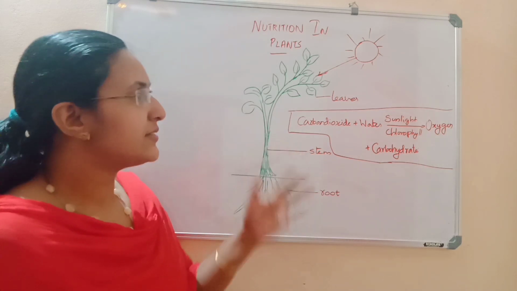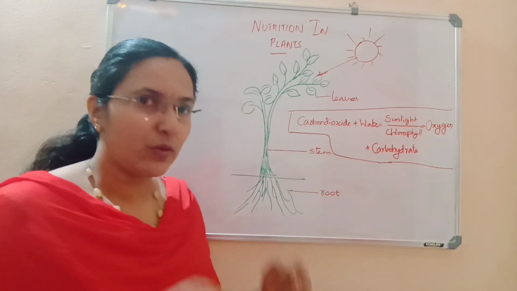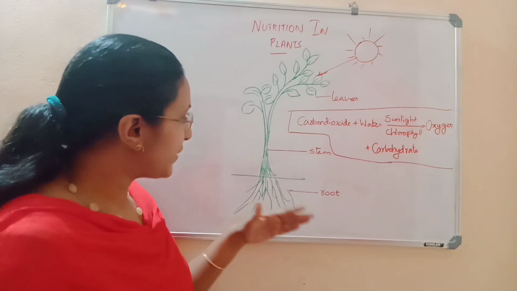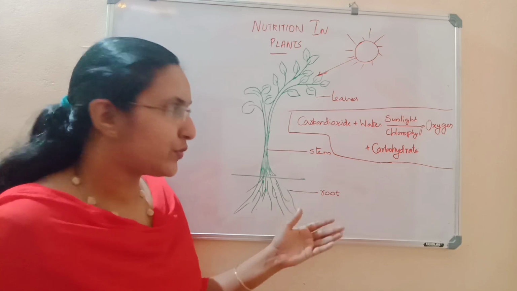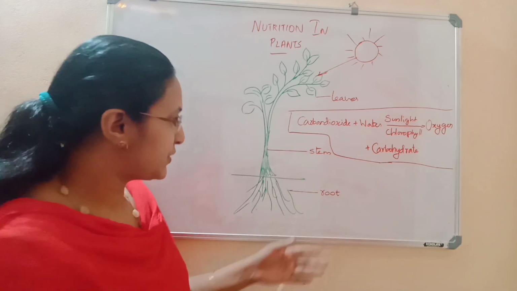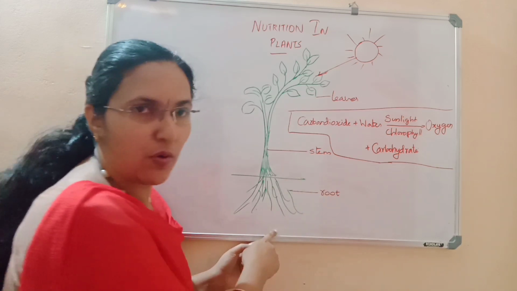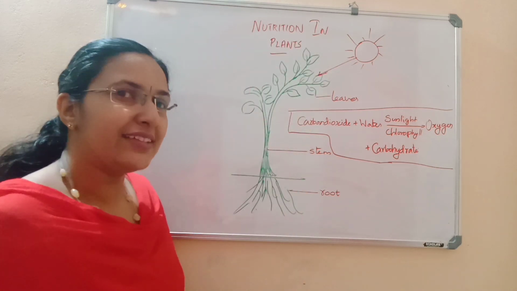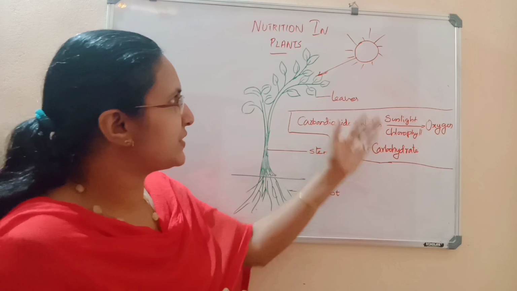And the next one is water. Not only water, some other nutrients are also along with that. Water and nutrients, that is, some minerals. Minerals are absorbed by the roots from the soil and transported to different parts of the plant. And the next one is, what's the purpose of the sunlight?